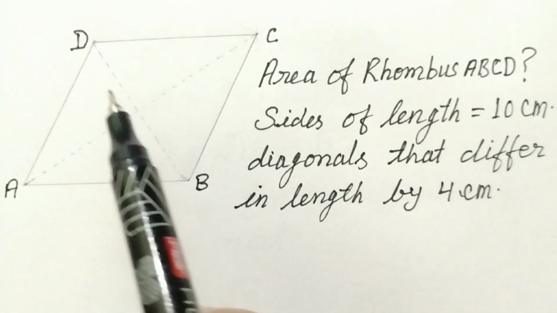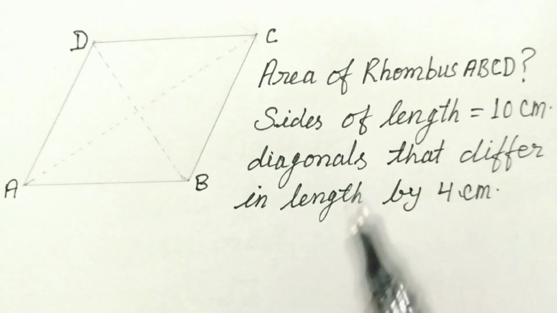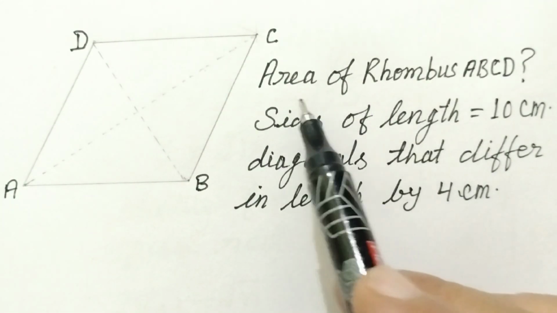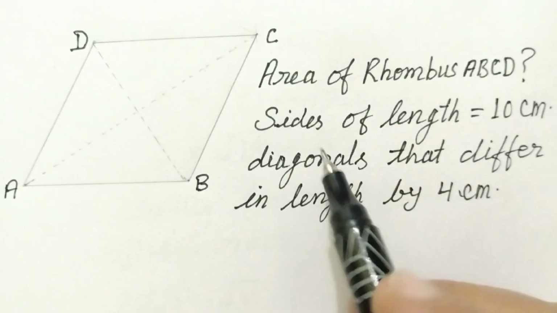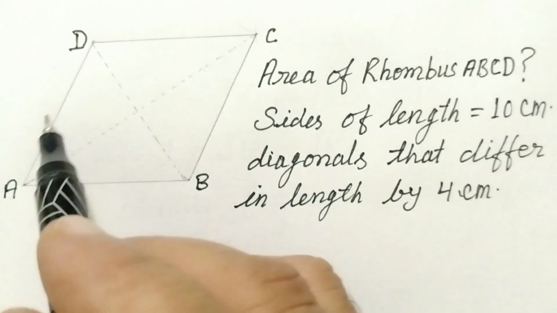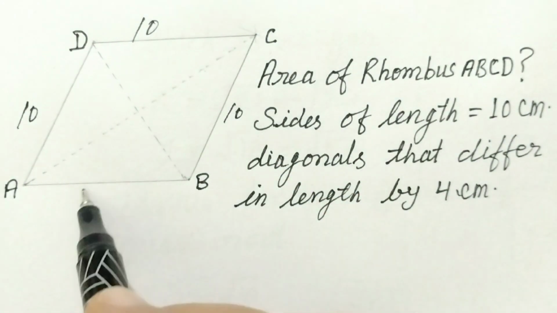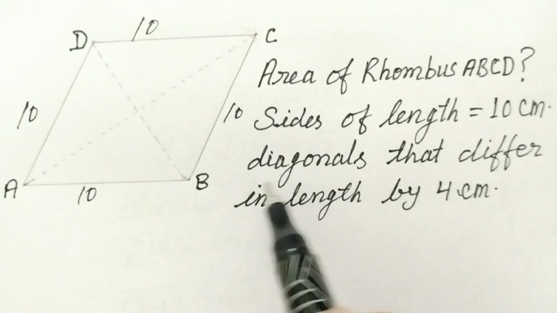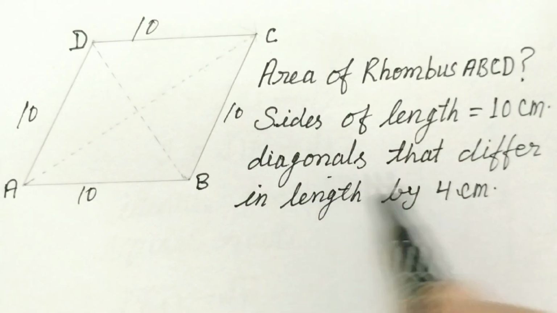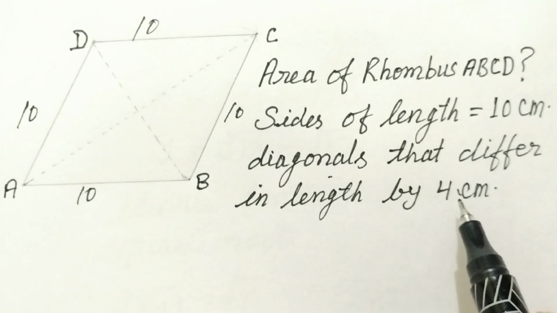Today we have a nice problem. We are given that ABCD is a rhombus. We have to find the area of the rhombus if the side length is equal to 10 centimeters, so each side will be 10 centimeters. And the second condition is that the diagonals differ in length by 4 centimeters.